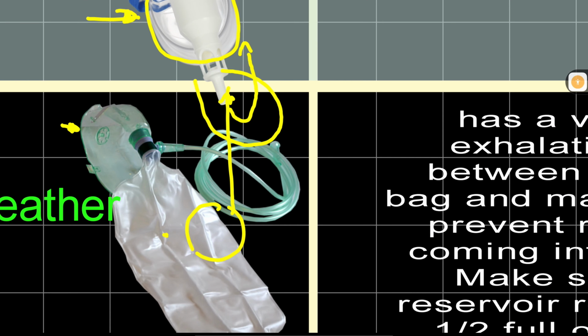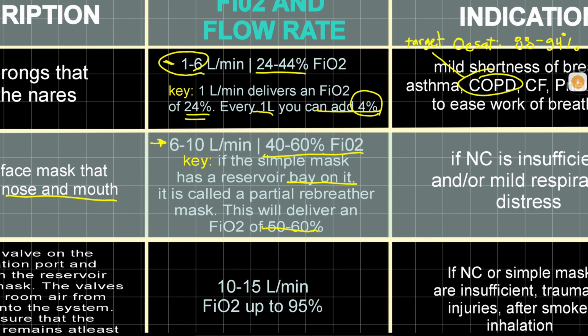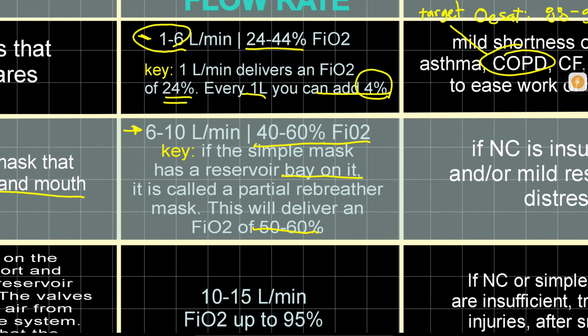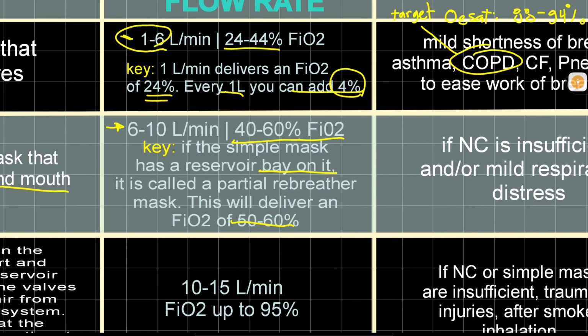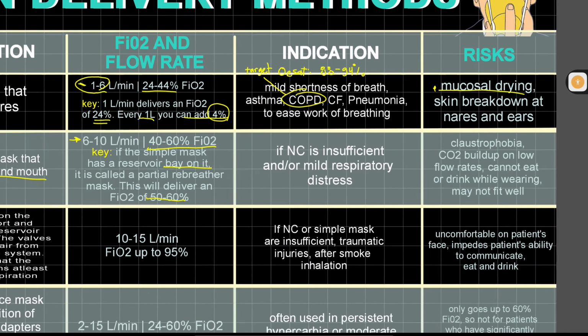Non-rebreather mask normally looks like this. Okay? Don't get confused. You can see it on the packaging. You can read the packaging before you open it to see what type of delivery device you are using. Small details can really matter in delivering correct and effective oxygen to your patients, okay? So just read the packaging of the device before you open it.